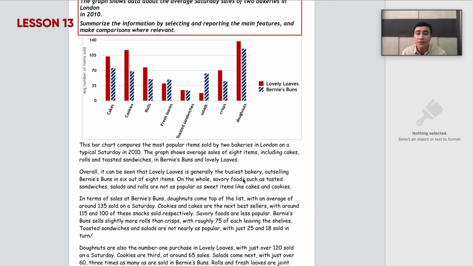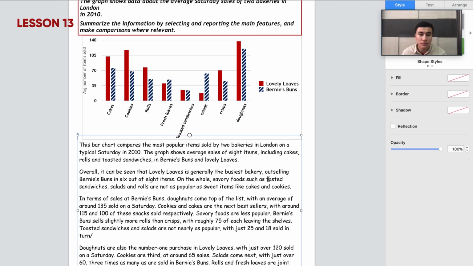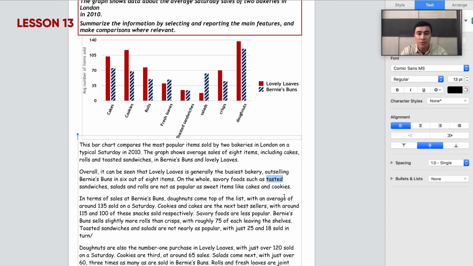On the whole, savory foods such as toasted sandwiches, salads, and rolls are not as popular as sweet items like cakes and cookies. Okay, sorry, we have a typo here. So this is the grouping here, guys.